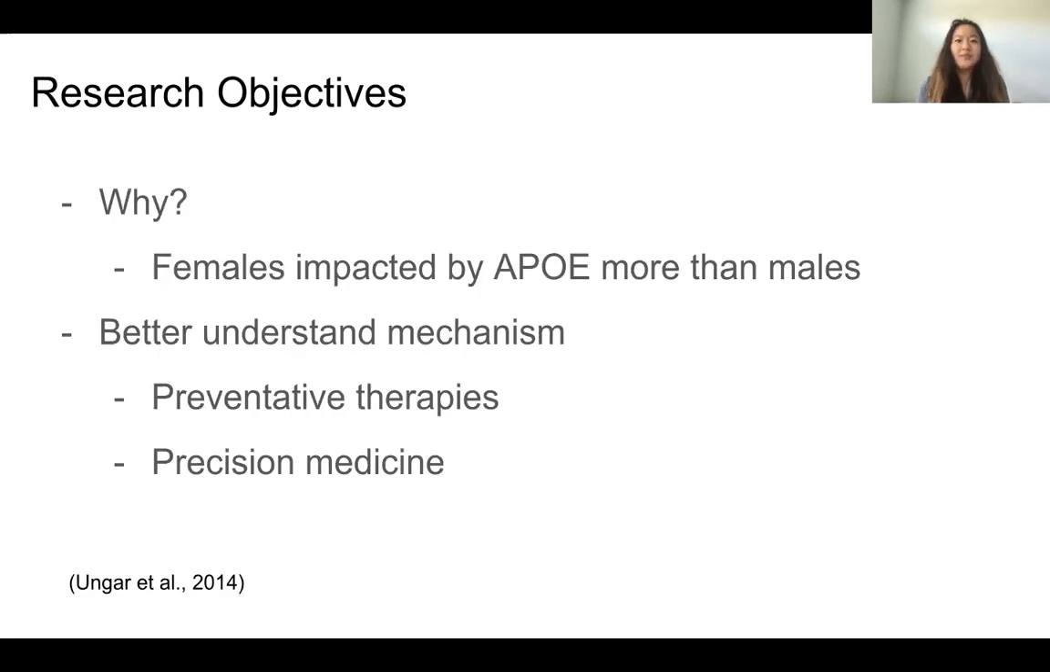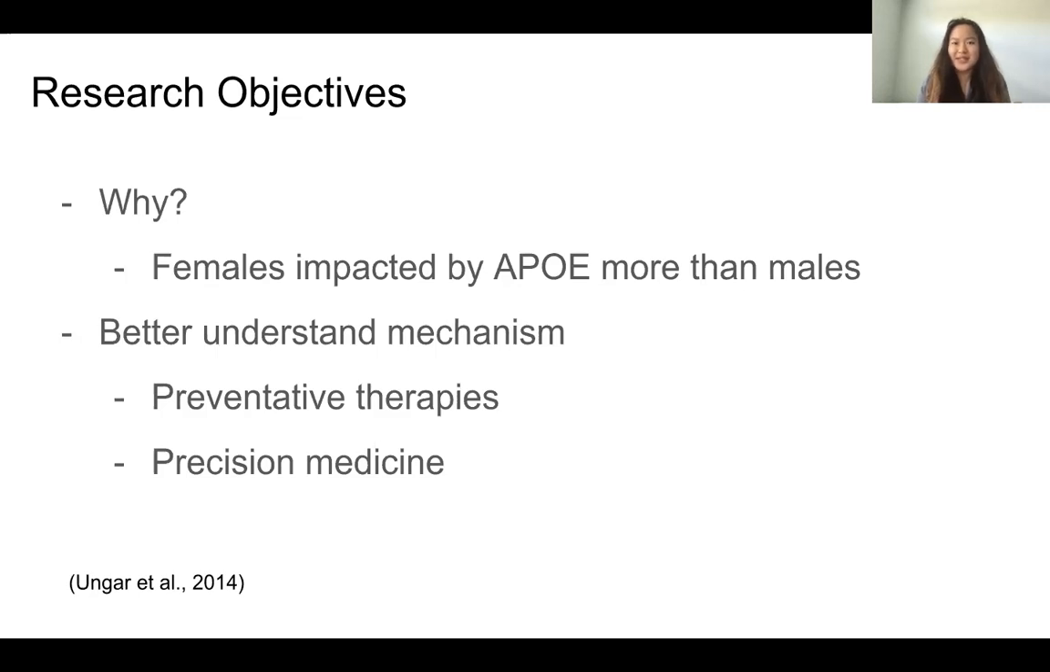The main goal of my project is to understand that mechanism to lead a path for future precision medicine. Precision medicine is really important because we need to have a preventative therapy for Alzheimer's disease. Because Alzheimer's disease is both progressive and neurodegenerative, we need to make sure that we are able to create preventative therapeutics so that these treatments are more effective for Alzheimer's disease.